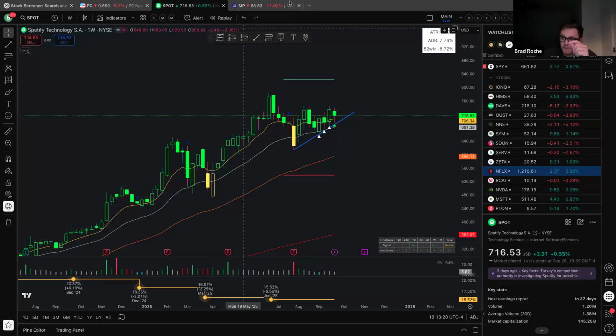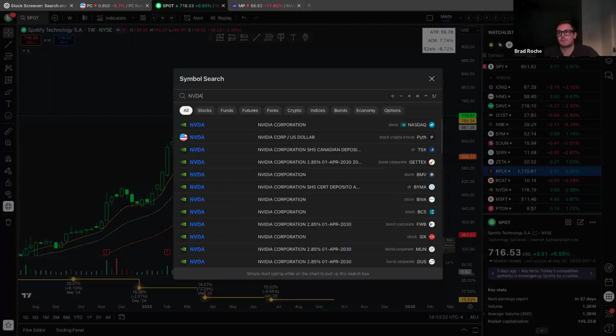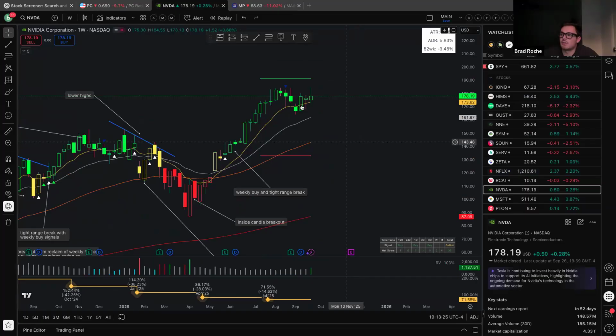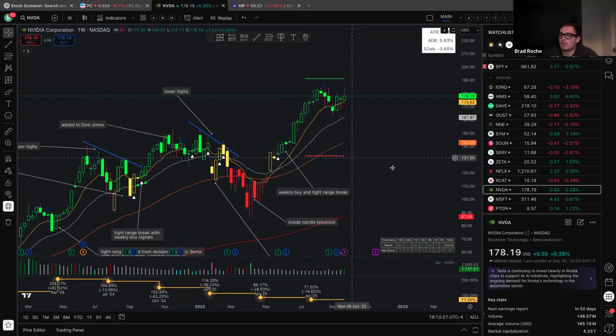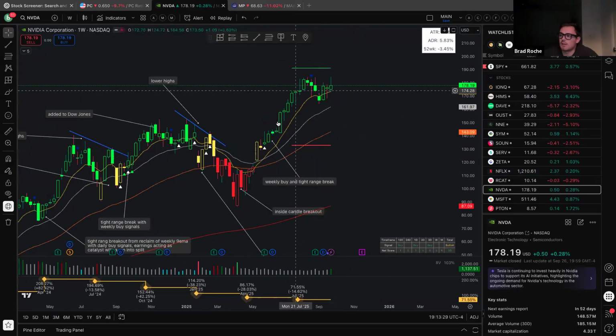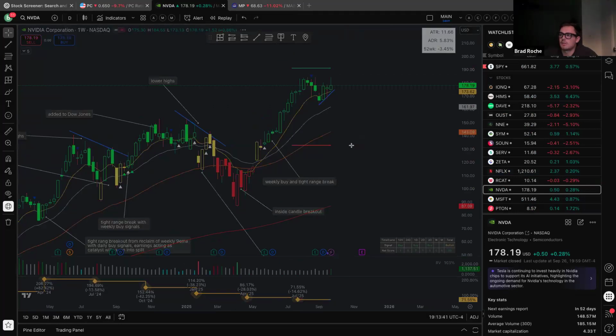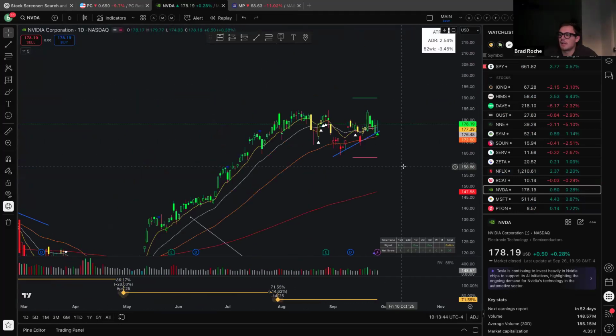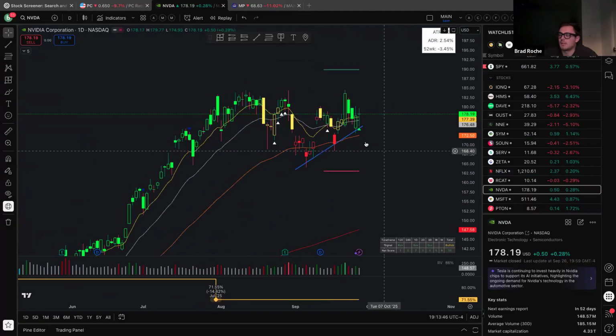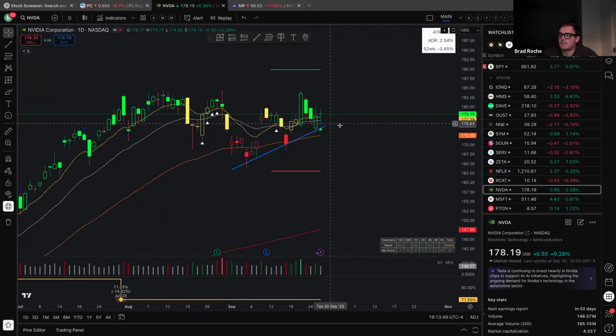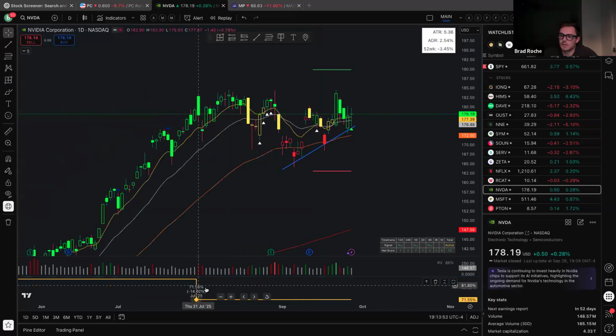NVIDIA. Okay, so NVIDIA looks great here. So we're holding the 21 EMA, right? We had this weekly squeeze that fired off, breakout to the upside. Great looking chart. Weekly is continuing to build higher lows. We go to the daily chart. We've got a daily buy signal, and we are holding the 8 and 21. Price is getting really tight. So yeah, this one, I mean, obviously you guys know the story.